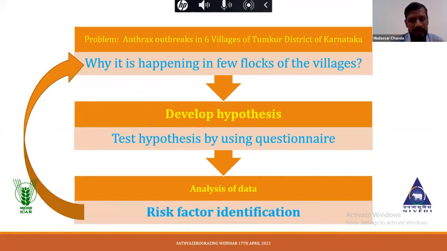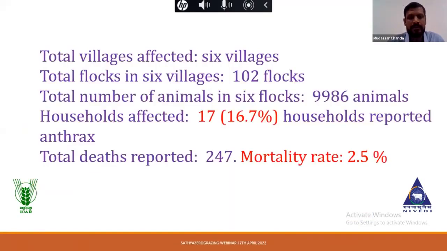We collected data from 6 villages, from different households, and tried to identify what practices they follow in those households. Household here means different flocks in that household. We asked about practices such as feed, using some 20 odd questions. So this is the descriptive statistics of that data.